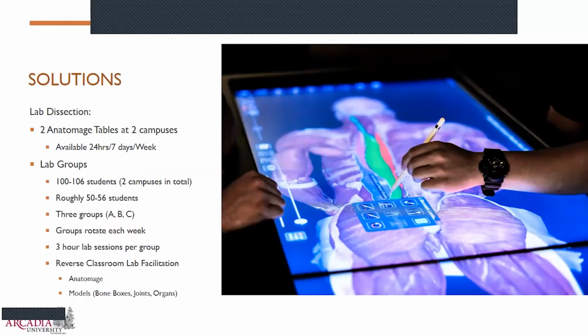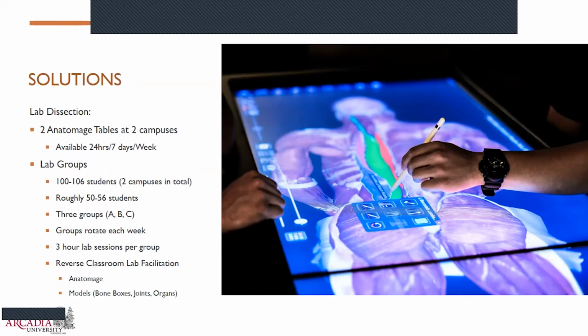I think for us, one of the more challenging spots was, again, how do you get 100 to 106 students through a regional anatomy dissection in a 3-hour block of time. And the way that we designed how we would do that is, roughly speaking, we have between 50 and 56 students at each campus. And so we broke up those 50 to 56 students into 3 separate groups, and we're just going to call them group A, B, and C. And you can imagine if we were doing a 3-hour block with each group, that would be a 9-hour day.